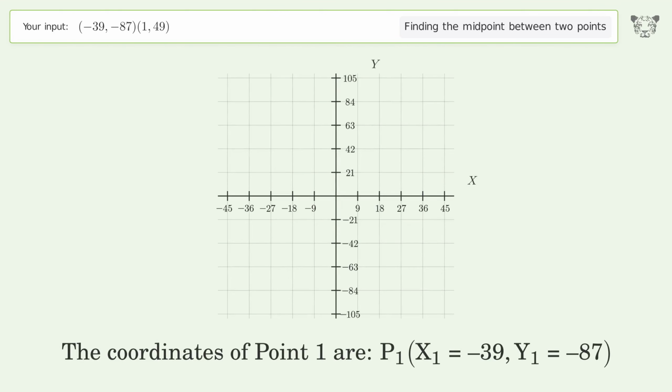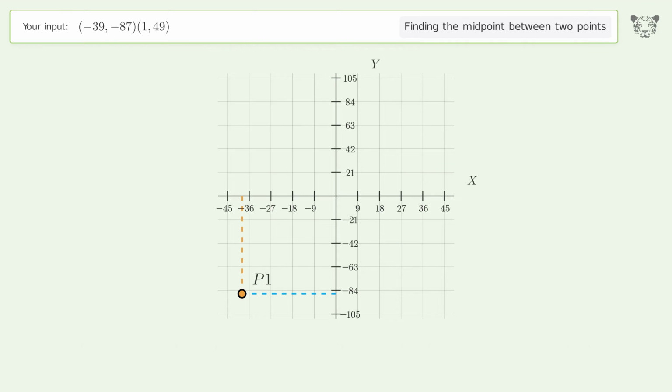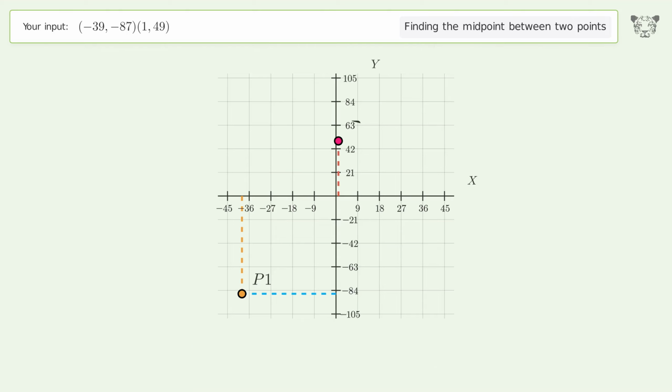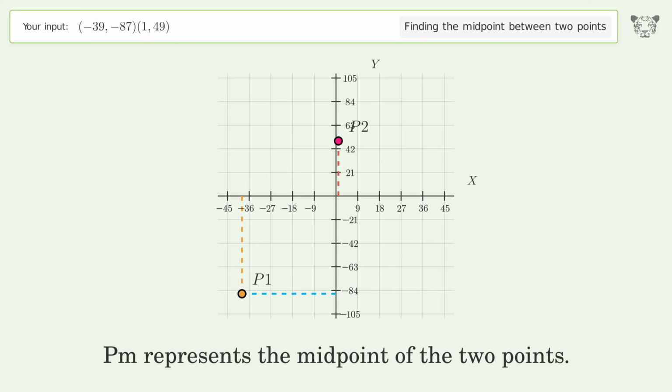The coordinates of point 1 are x1 equals -39, y1 equals -87. The coordinates of point 2 are x2 equals 1, y2 equals 49. PM represents the midpoint of the 2 points.